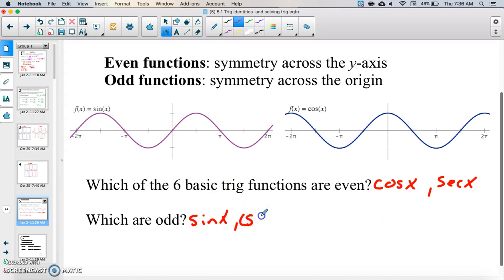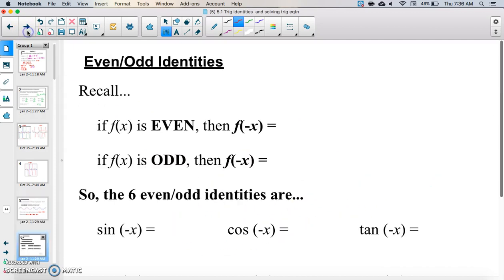Cosecant, tangent, and cotangent, so all of these are odd functions. So what does it mean to be even and odd? We've already talked about this, but remember, if something's even, then when you plug in a negative x, you end up with the original function. And if it's odd, you end up with the opposite function.